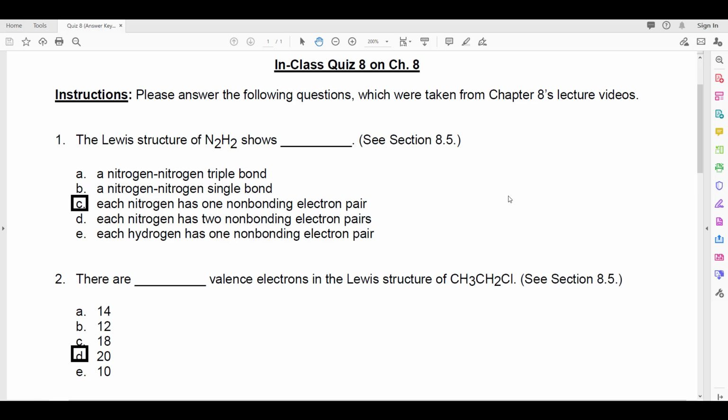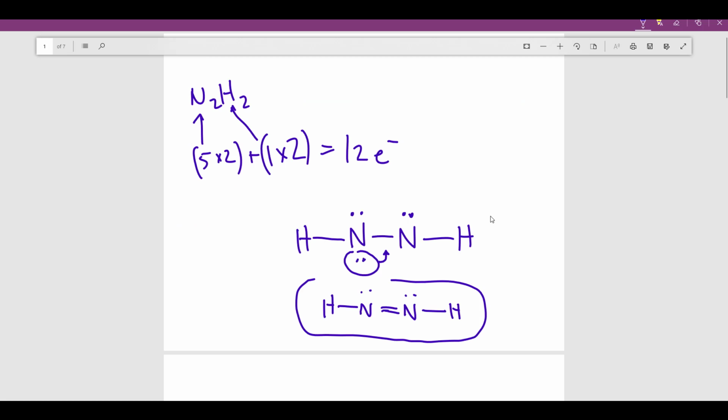So if you look at the multiple choice lineup, what of these would be correct? Well, it's option C. Each nitrogen has 1 non-bonding electron pair. What is a non-bonding electron pair? It's another word for a lone pair. So that nitrogen right there has one non-bonding electron pair, or a lone pair, and so does that one. So option C is correct.